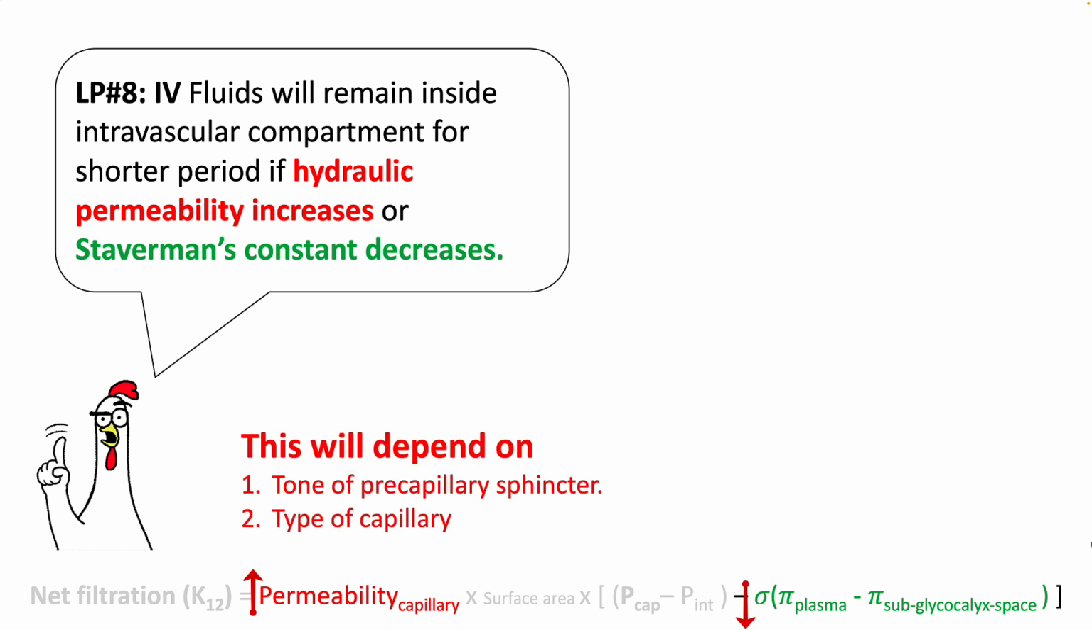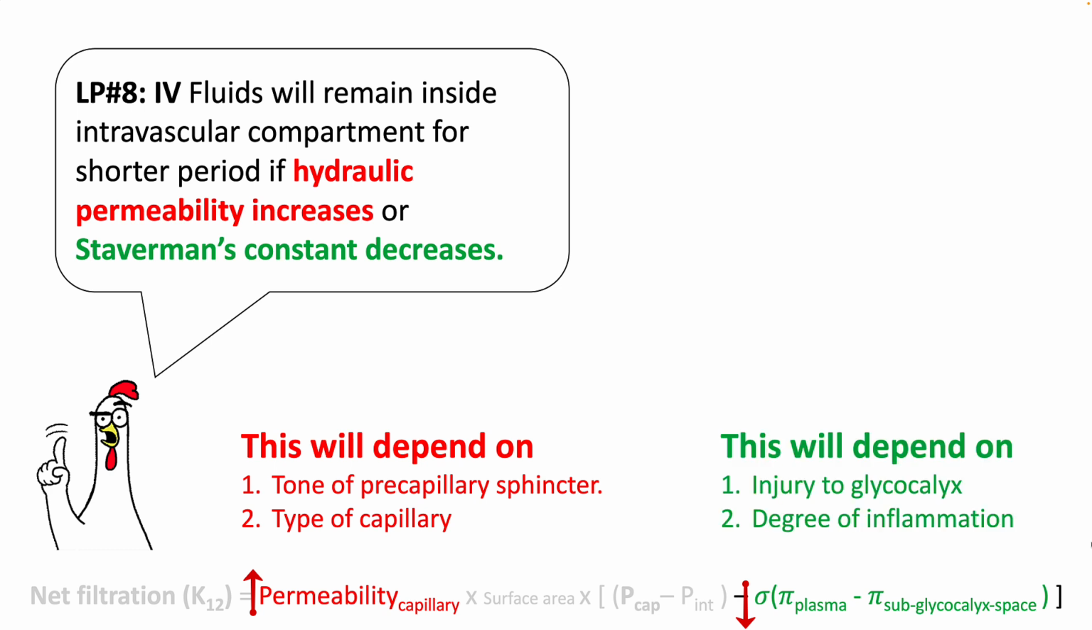Hydraulic permeability depends upon the tone of your capillary sphincter and the type of capillary bed, while your Staverman's constant depends upon injury to your glycocalyx and degree of inflammation. To know more about Staverman's constant, please review my earlier lecture on the Starling equation.